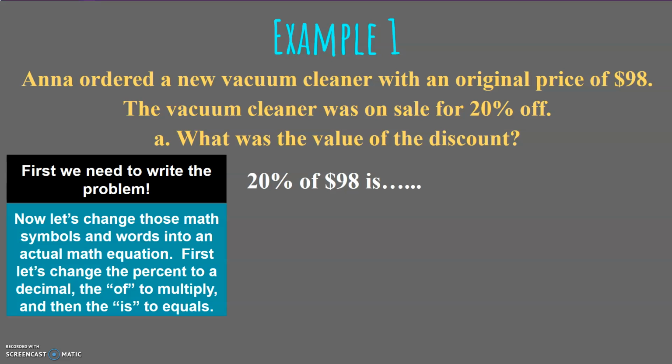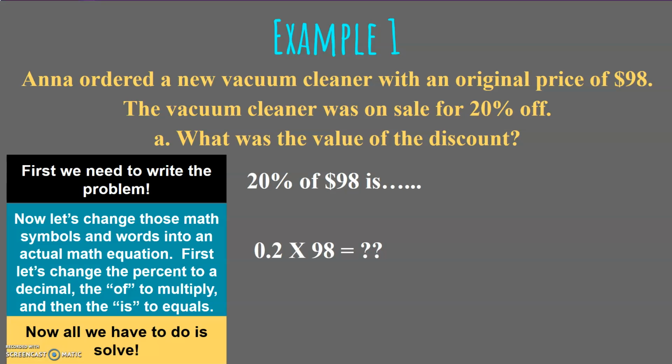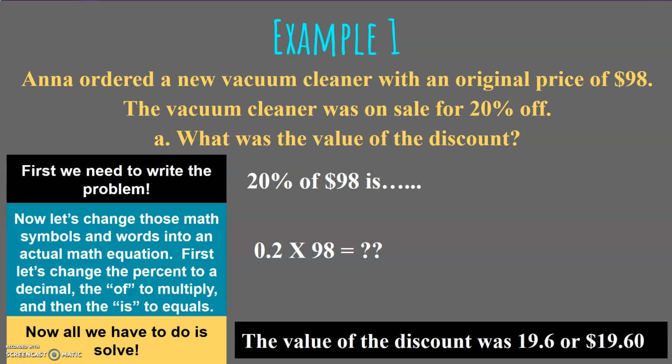Let's change the math symbols and words into an actual math equation. First, let's change the percent to a decimal, the of to multiply, and then is to equals. 20% we know boils down to 2/10, or 0.2 times 98 equals what? That math we know how to do. Solve for our answer. When we multiply 98 by 0.2, we get 19.6, or $19.60. Remembering to keep your units. In this case, we're dealing with money, so money should stay the same.